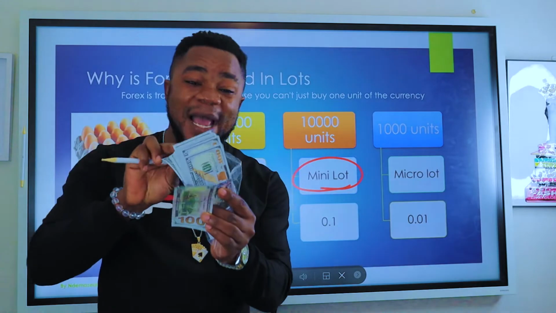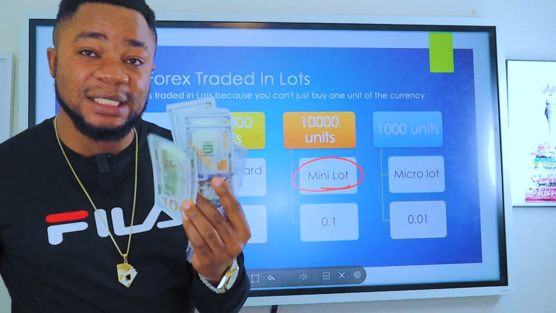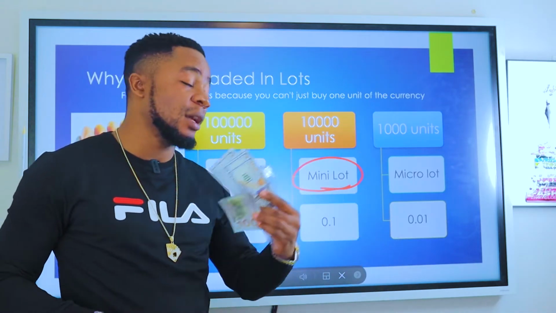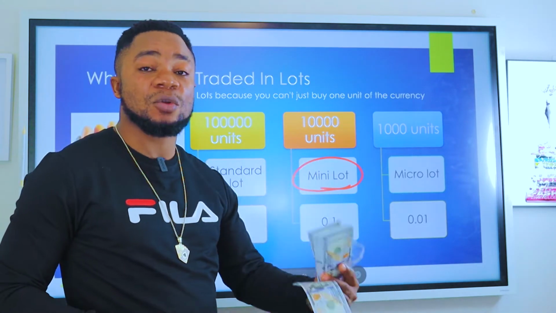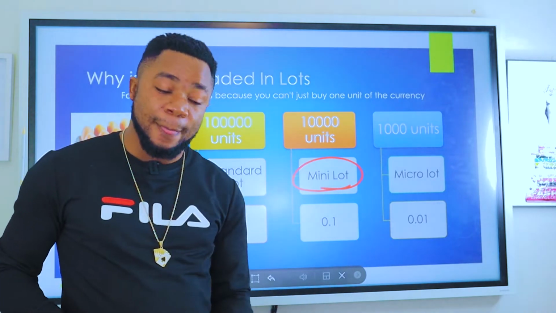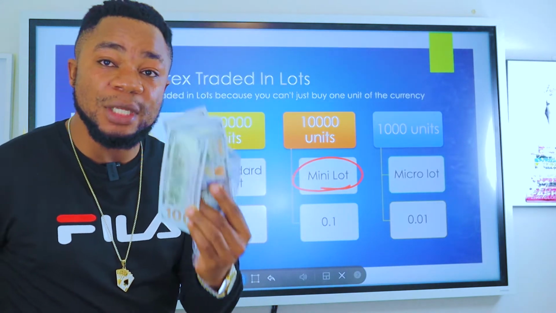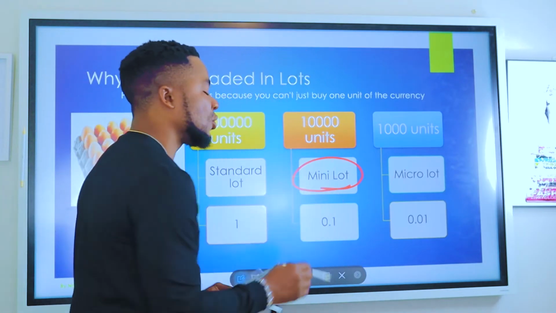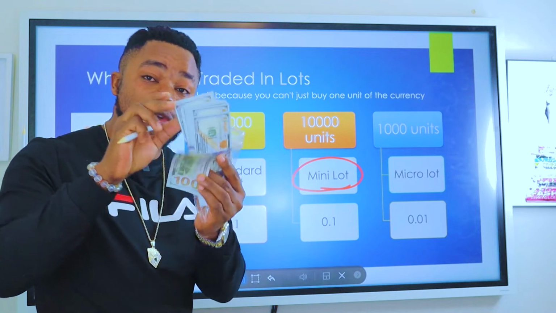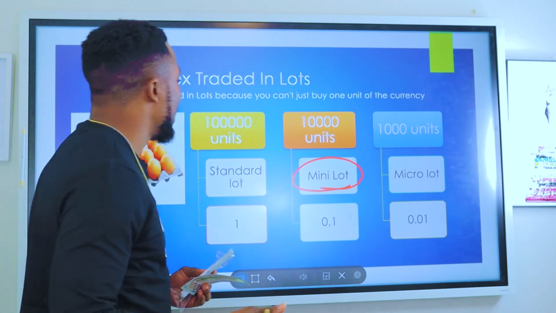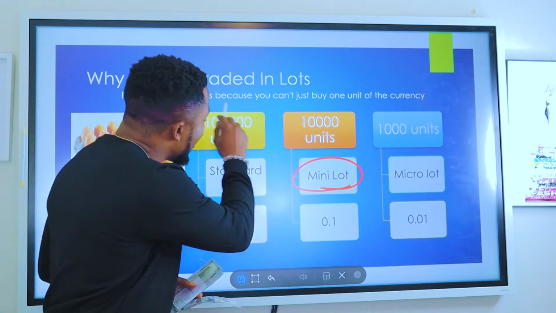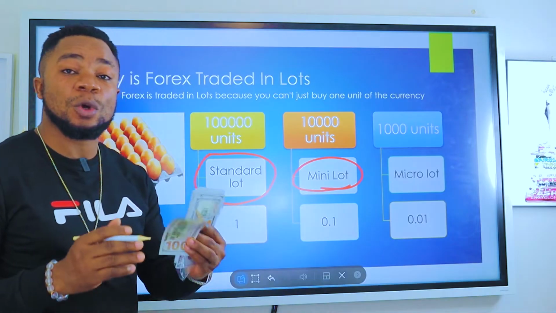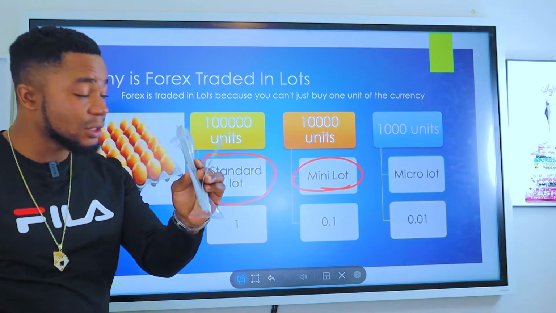For me to buy the United States dollar, no matter which other currency I'm using to exchange into it, whether I'm exchanging the Euro to USD, Japanese yen to USD, or any other currency pair, if I want to buy 10,000 units of the United States dollar, I'll use what they call a mini lot. So a mini lot is equal to 10,000 units of the United States dollar. And if I want to buy 100,000 units, I'll use a standard lot. So a standard lot is equal to 100,000 units of the base currency.